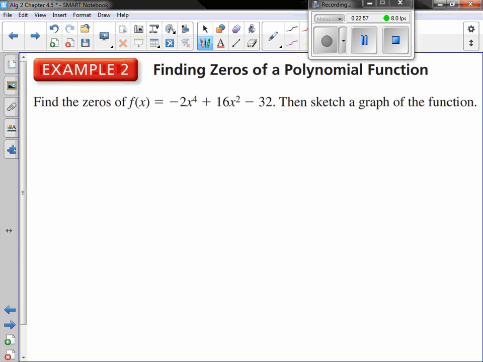Yeah. There's -2x to the fourth plus 16x squared minus 32x. f of x is the same thing as what? y. And again, when we're solving these, trying to find the solutions or find the zeros, we're trying to find out what value of x is going to make the function equal 0. So what we can do is take this here and plug it in to our graphing calculator.